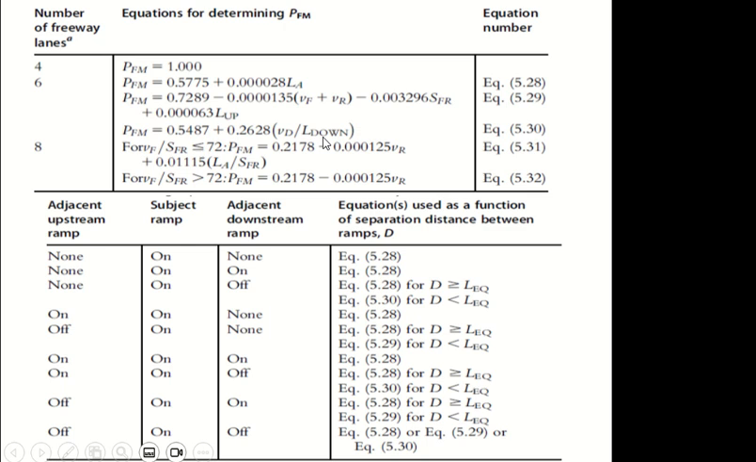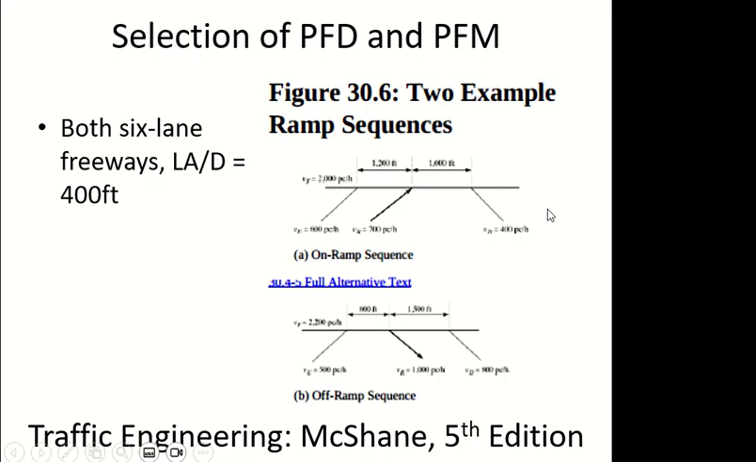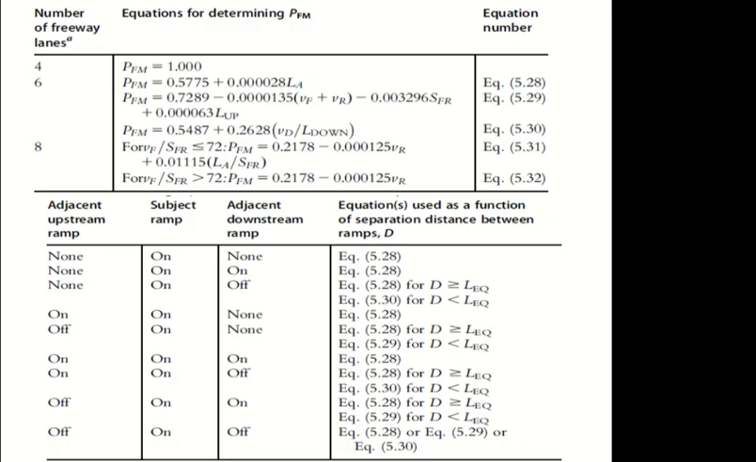Okay, L down means the distance for the downstream ramp, and VD is 400 and L down is the distance 1000 feet. Okay, this distance and this flow. So how much is that? 400 and 1000. How much is PFM?